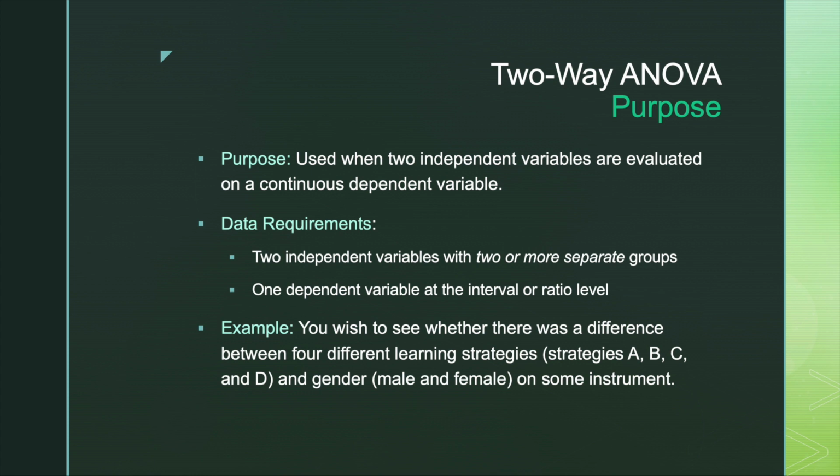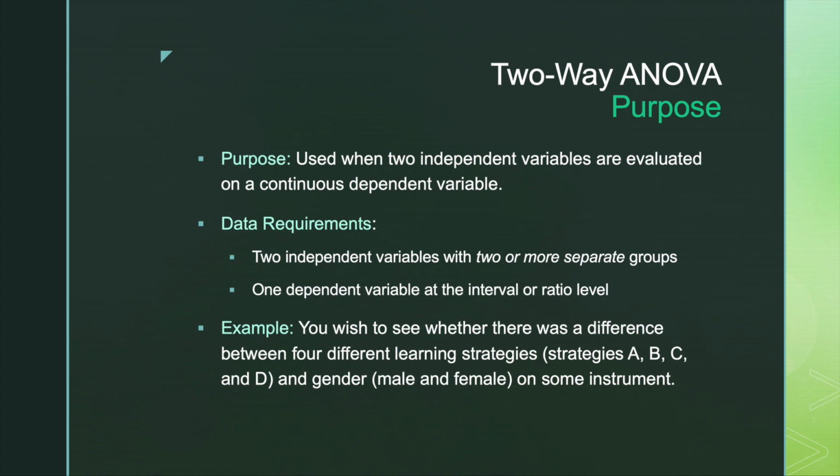So the purpose of a two-way ANOVA is to test for differences on a continuous dependent variable for 2 independent variables. You can see here we have the data requirements. You need 2 independent variables with 2 or more separate groups. Okay, so we are talking officially about a between subjects two-way ANOVA. I have chosen to ignore the fact that there is also a within subjects ANOVA, just like I did with the one-way last session.